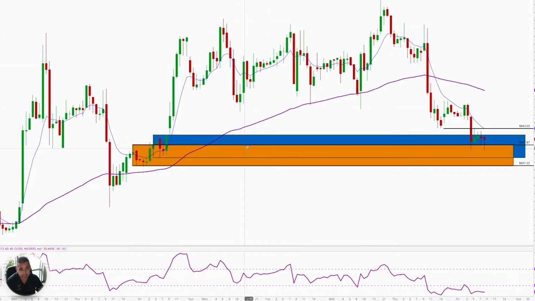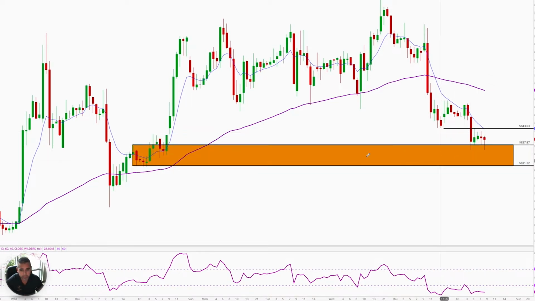That's a fantastic level. However, here's the problem that I had. So I'm going to get rid of this just to clean it up a little bit. The other level was here, right? So we came into that this morning at 4 o'clock in the morning. This is when the alert went off. I saw that price was coming into the level, and I chose not to take the trade long.